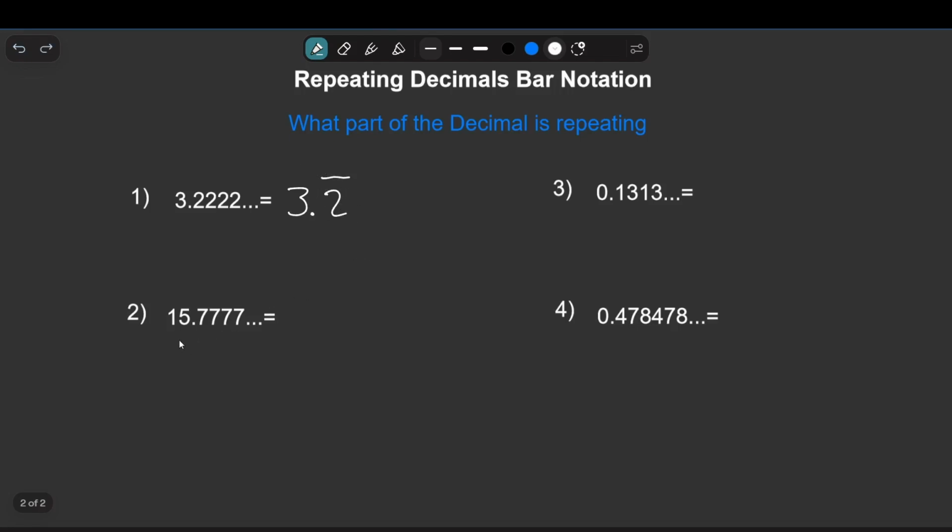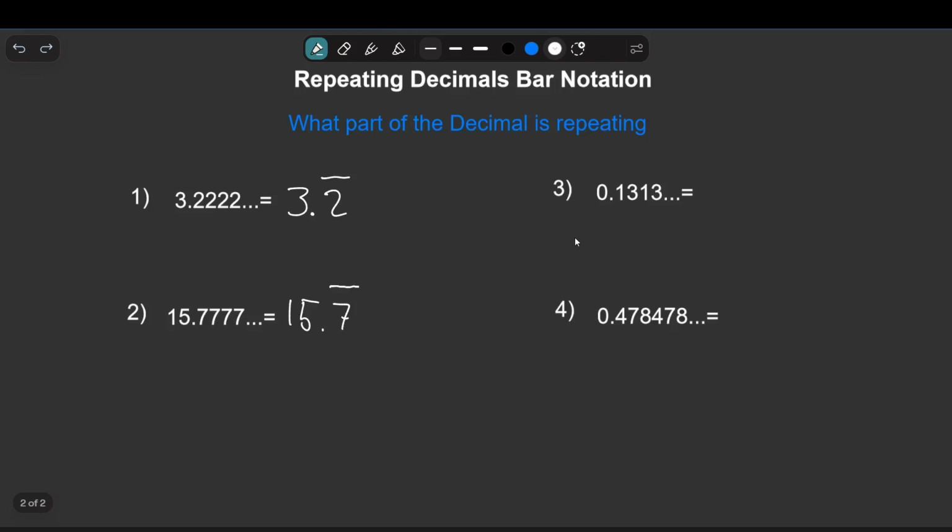This bar tells us the 2 keeps repeating. So exactly the same for the 15. Here we have 15.777 and so on. So first of all, we look at the whole number. We do have a whole number. We have 15. So we just write down 15. After that, we look at what number is repeating. And we can see the 7 keeps repeating. So we just write down 7. And the last step is we put a bar above the 7. This just tells us the 7 keeps repeating. But you only have to put one 7 because it's the same number that keeps repeating.